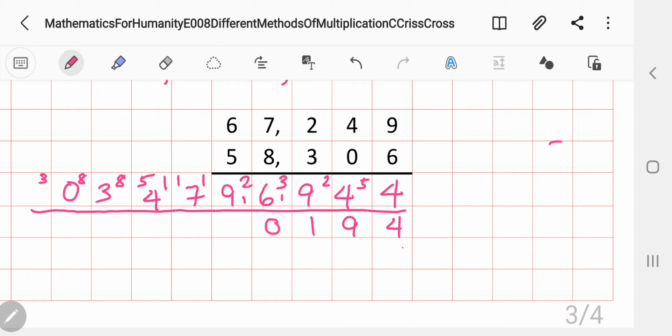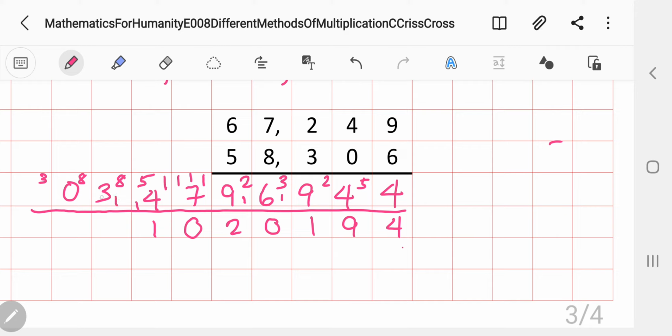9 plus 1 would be 10, plus 2 would be 12, and this would be 12, so I'll write 1 here again. Then 1 plus 1 plus 1 plus 7 would be 10, so this is 0 again, and then I have to write 1 here. So 5 plus 1 would be 6, plus 4 would be 10, plus 1 would be 11, so I'll write 1 here and then 1 here.